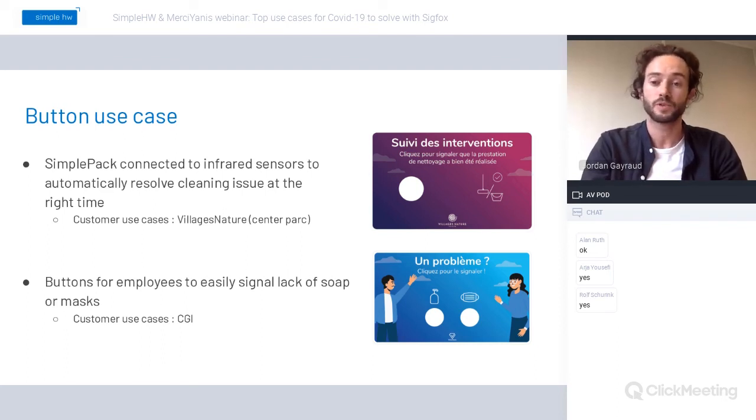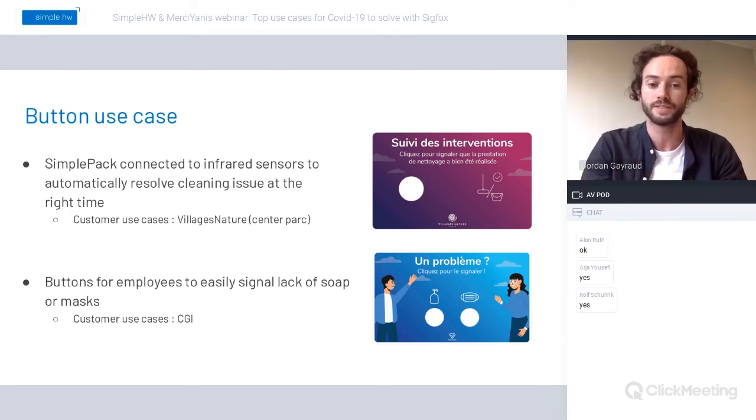The cleaning team comes because they receive the alert. They carry out the cleaning, and then they can click on the SimplePack button, which will automatically mark the cleaning intervention as done, resolve the ticket in MerciYanis, and reset the counter on the infrared sensor. The infrared sensor is not provided by SimpleHW, but we managed to integrate the two solutions together to make a powerful IoT solution.